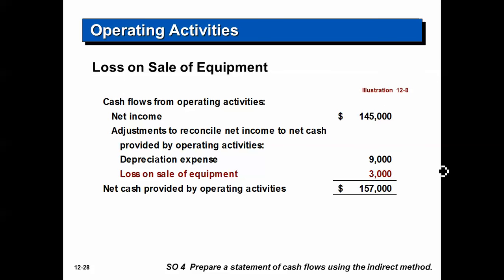So from operations, if you look back at our income statement, revenue would be my income coming in. And when we subtract all the cash expenses, we actually have a net cash inflow of 157,000. That is, cash from revenue exceeded the cash expenses by 157,000.